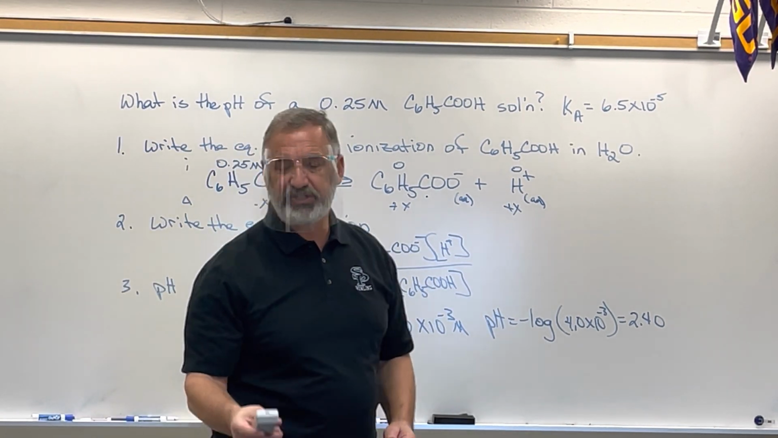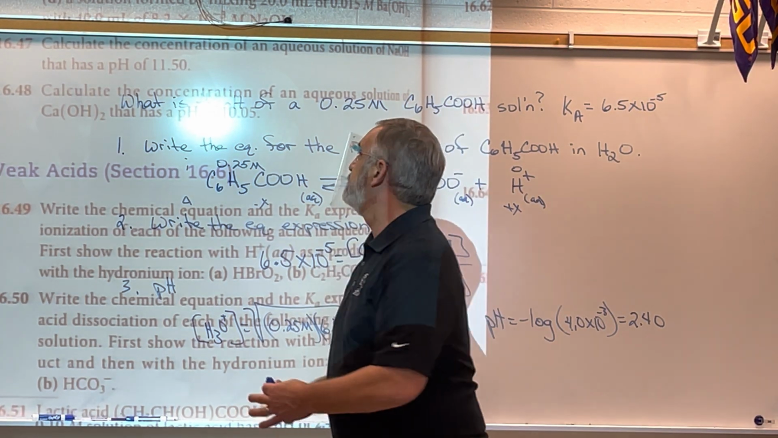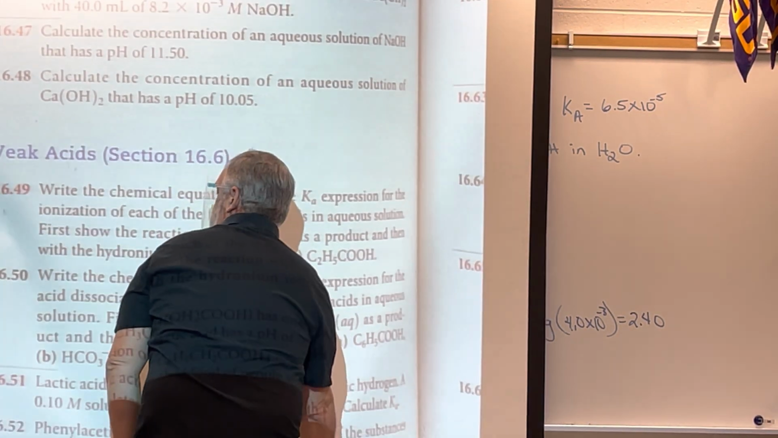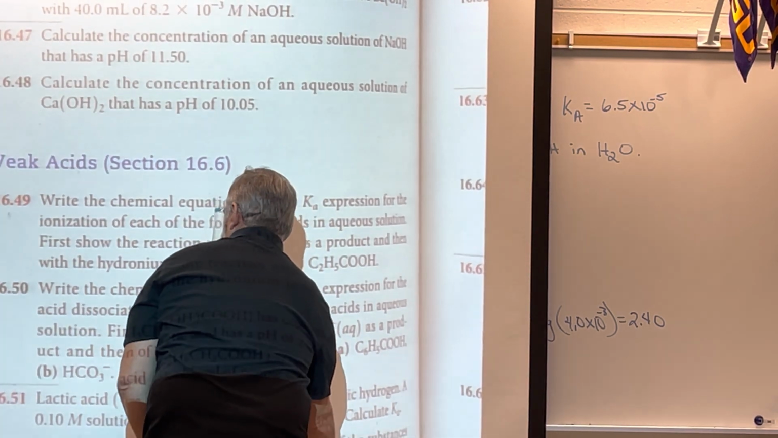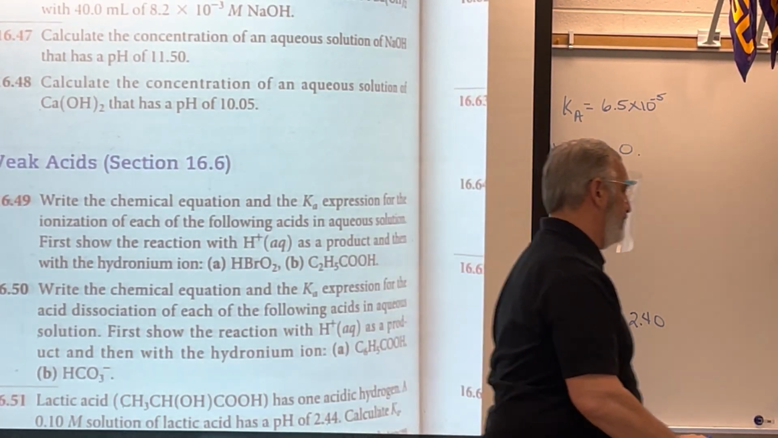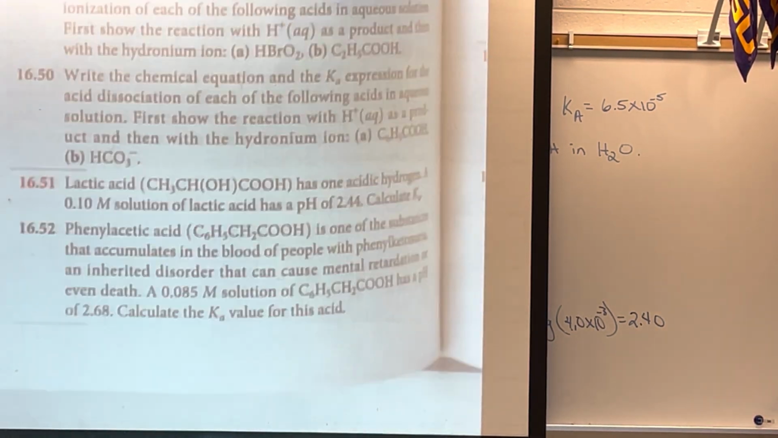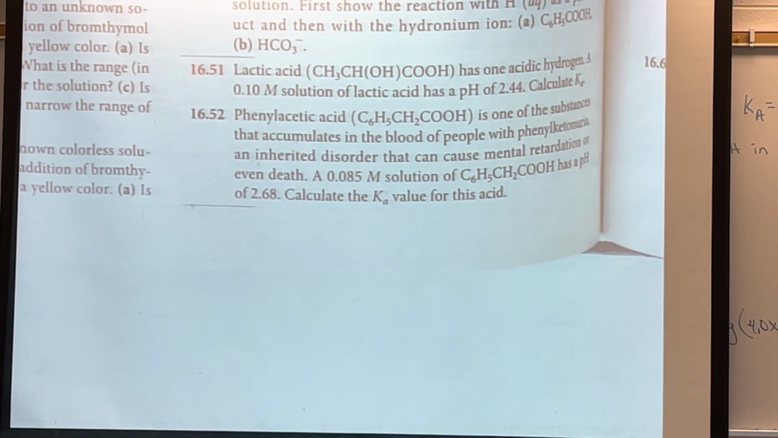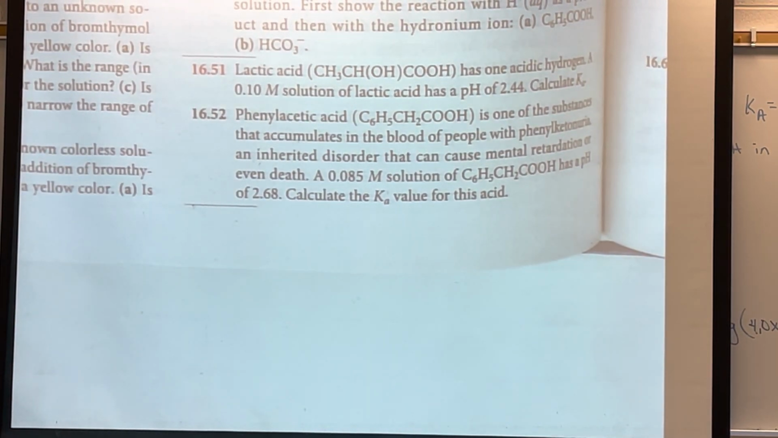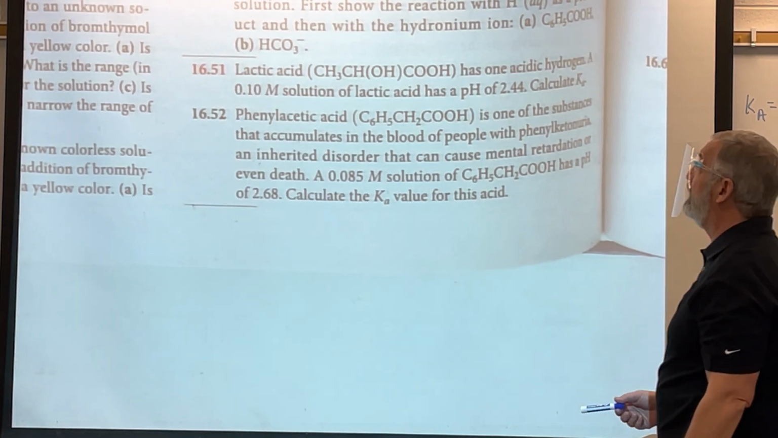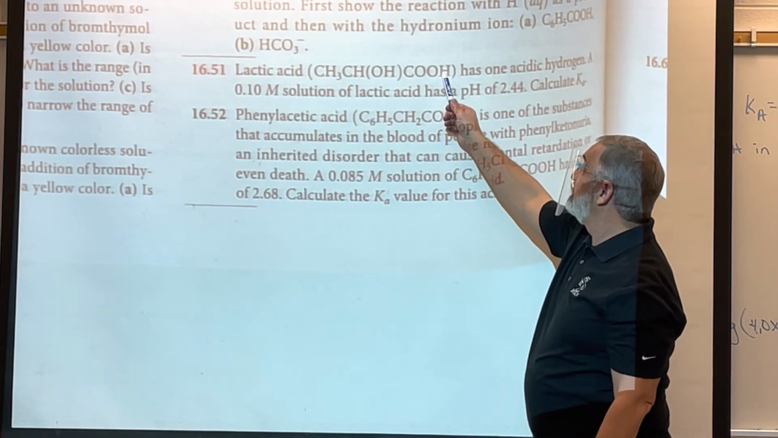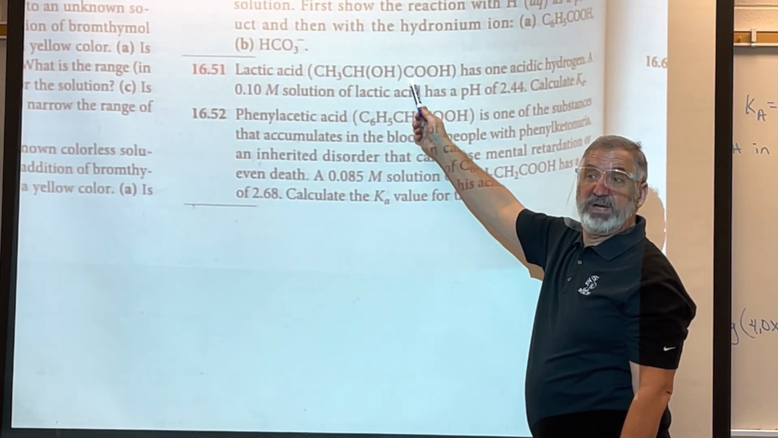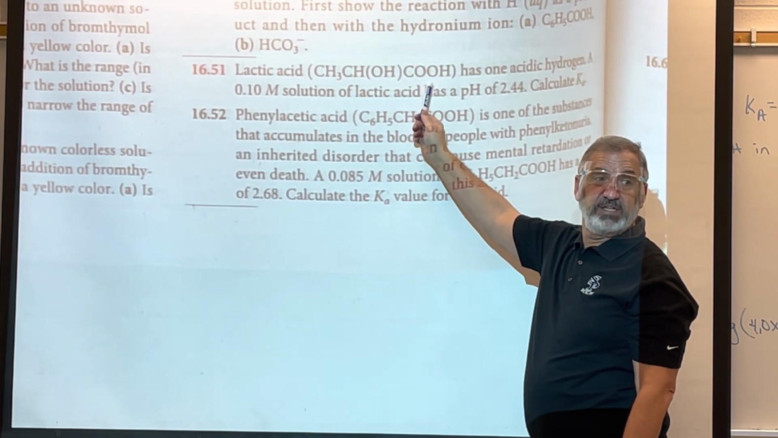Let's go the opposite direction. Looking at question number 51. Lactic acid, that's what builds up in your muscles when you exercise. Lactic acid has one acidic hydrogen, it's monoprotic. Notice all those hydrogens in there. Which hydrogen do you think is the one that's going to be ionizable? This one on the very end, that's your COOH, you have to recognize that that's your carboxylic acid.